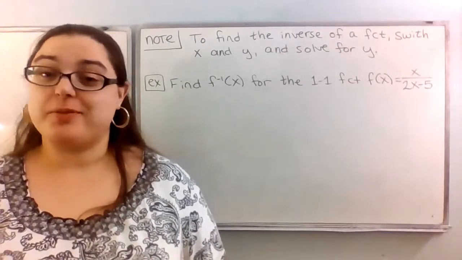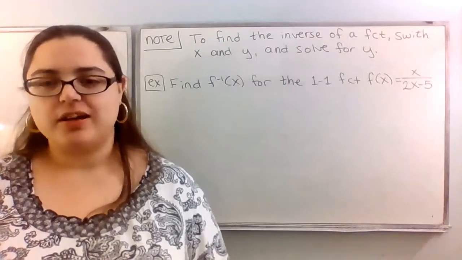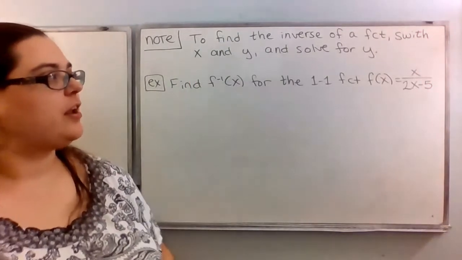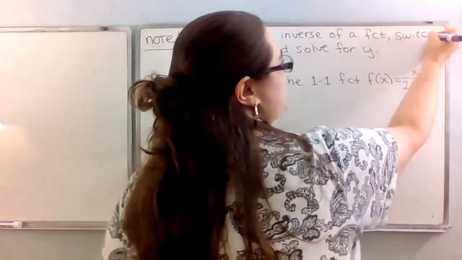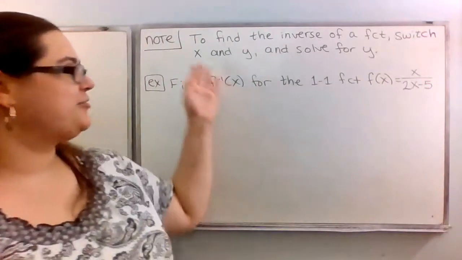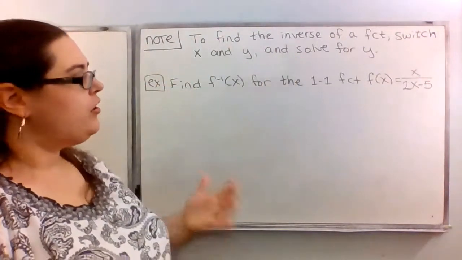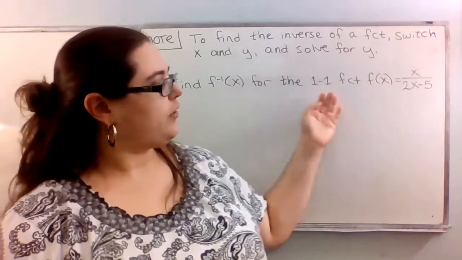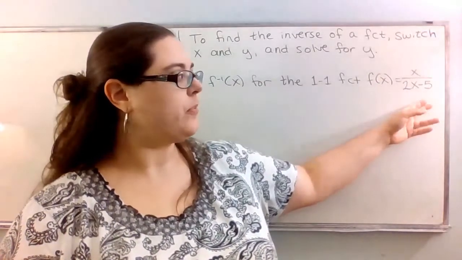All right, so here's how we determine algebraically the inverse of a function. And actually, it's going to guide us graphically as well. So to find the inverse of a function, we're going to switch the x and y values, and we're going to solve for y. So for this example, we're going to find the inverse of f for the one-to-one function f of x equals x over 2x minus 5.